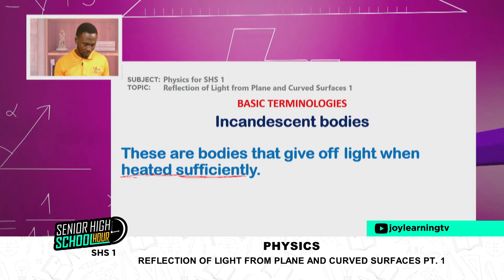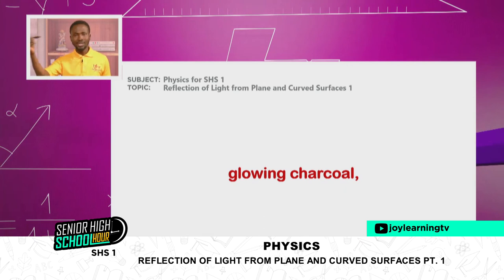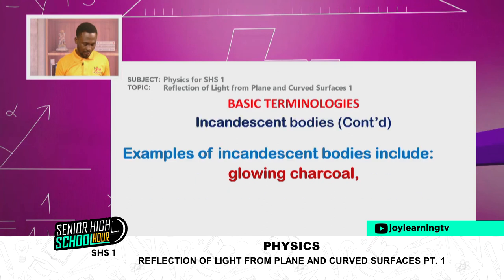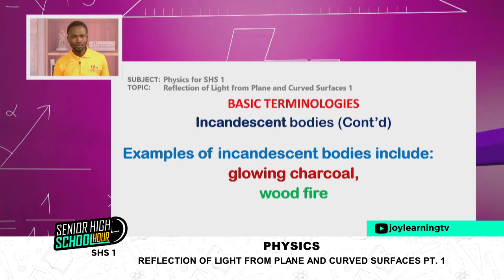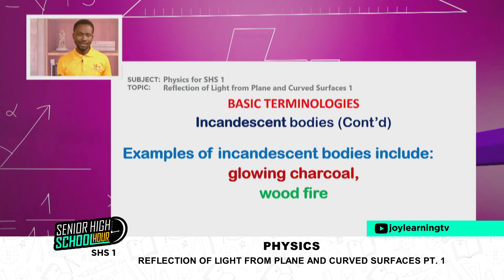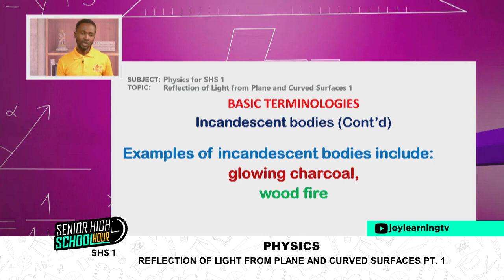Then we can look at examples of incandescent bodies. That will include glowing charcoal. Charcoal that is being burnt, as it glows, it gives off light. And that is an example of an incandescent body. Then we have wood fire. Gone are those days, but sometimes these days too, people use what's called firewood. They gather some wood together and light it up, and as it flames up and burns, you would find it giving off light. So wood fire is an example of an incandescent body. And mind you, they are very hot. As they give off the light, they are heated. So you don't go closer to them.